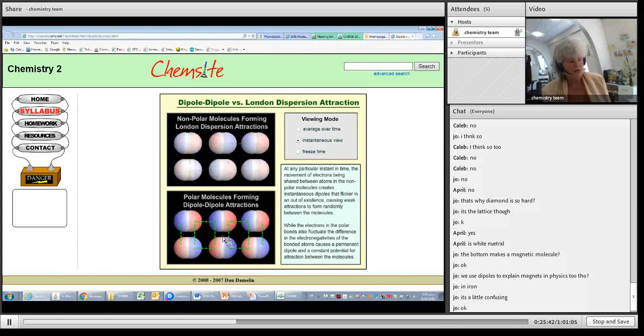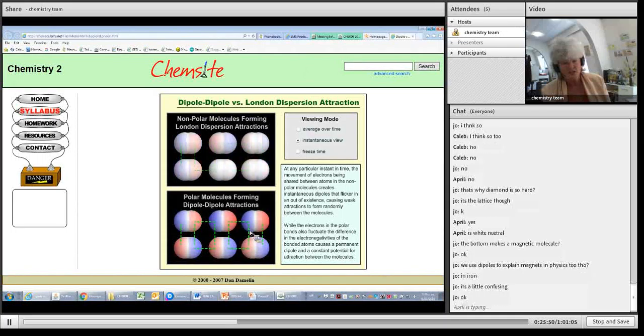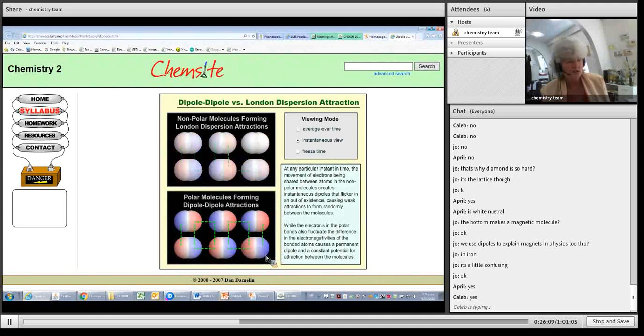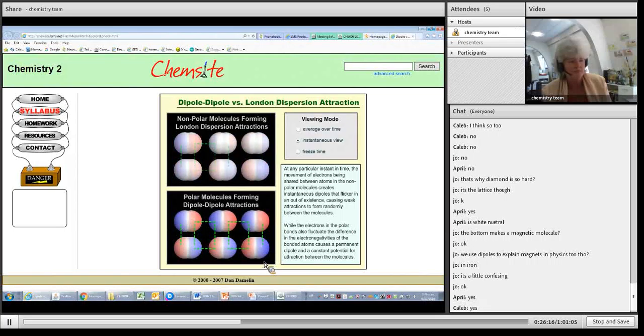So are you clear on the difference between these quick attractions being temporary and these permanent attractions? They're two different concepts. These you only find in polar molecules. You do not find them in non-polar molecules. In polar molecules, however, can you see though, this red isn't always the same red, and the blue isn't always the same blue. Sometimes the red is a brighter red, and then it's more white, and the blue is sometimes a brighter blue, and then more white.